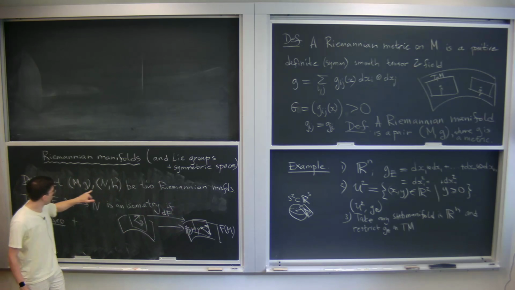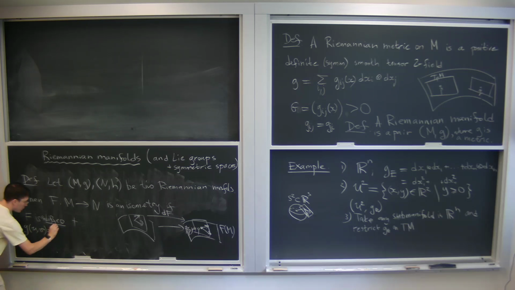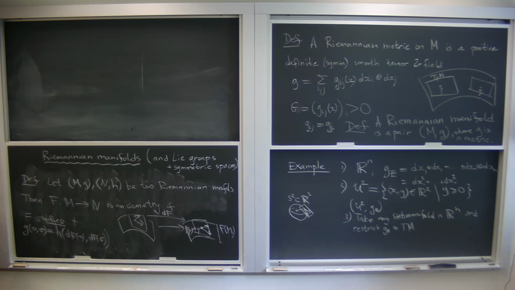So we want these metrics to agree with each other with respect to this map F, which means that G of U and V equals H of df of U and df of V. I will write G with index P, and H with index F of P, and this should work for any P in M and any pair of vectors in the tangent space TPM.